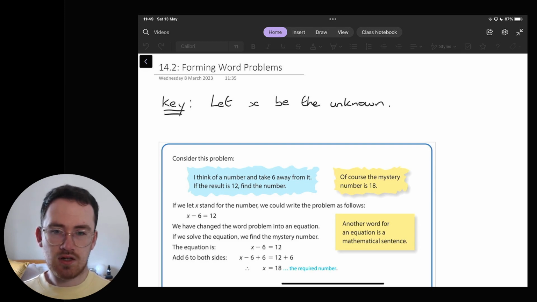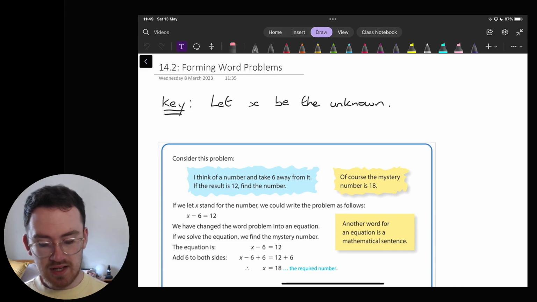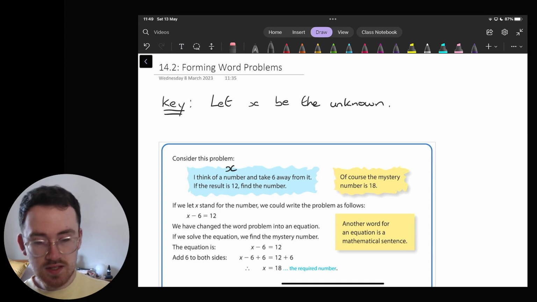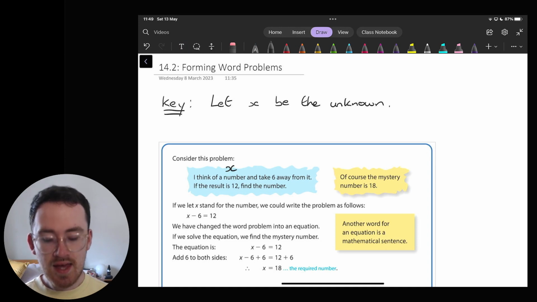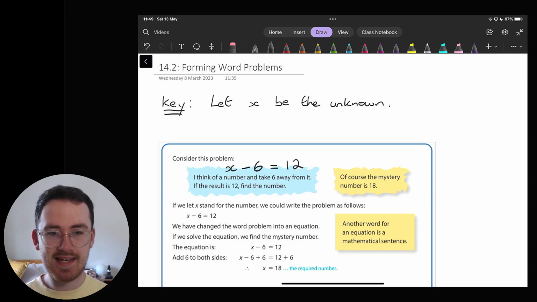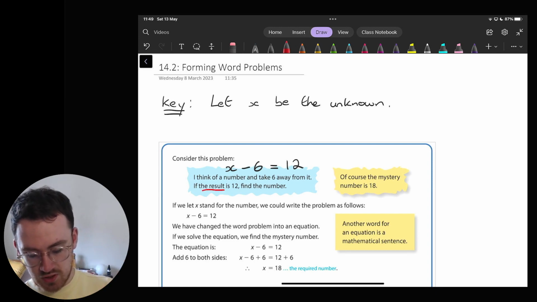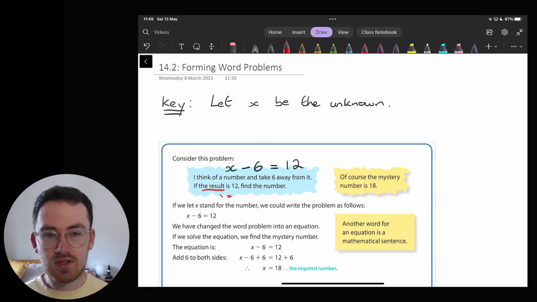And then we can solve those using the techniques that we've looked at in the previous videos and previous sections. So looking at even the first example here: I think of a number and I take 6 away from it. If I think of a number, that's the one that's unknown, so that would be x. I take 6 away from it, so subtract 6. The result is 12. Where we see result, that means the answer. That means that it is equal to 12. So that's quite important as well. When we see the result, we're going to think equals.